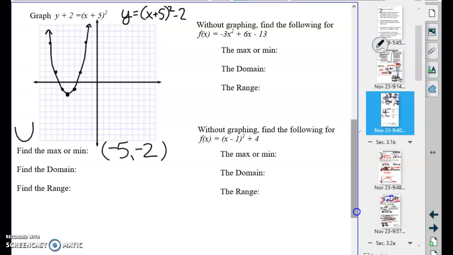All right, find the domain. Domain is always negative infinity to positive infinity. And then find the range. Well, it's opening up, so it starts at negative 2 and goes up forever. So there you go. We'll have one more video that will do the rest of these, and hopefully that is really helpful.